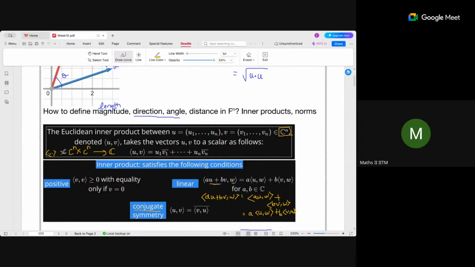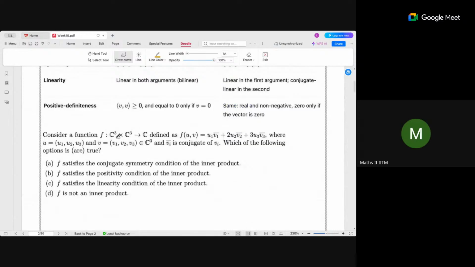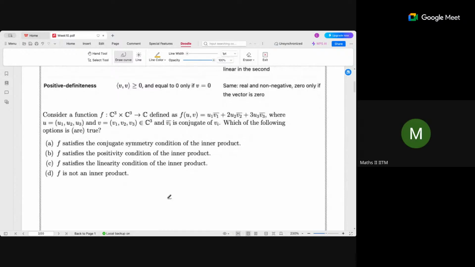In the same way, we are taking some other function from C3 cross C3 to C, defined in this way, where u is this and v is this in C3, and the bar represents the conjugate. Now, which of the following options are true? F satisfies the conjugate symmetry condition of the inner product. What is meant by conjugate symmetry? Can anyone tell?